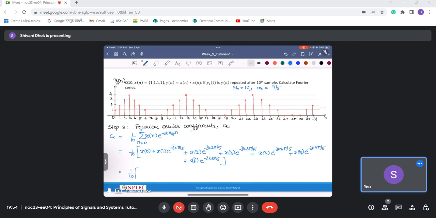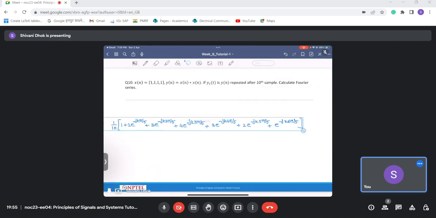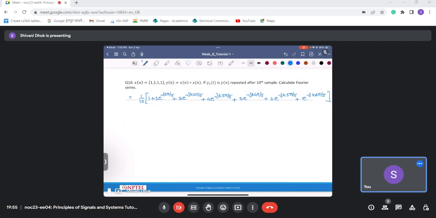So it is 1 by 10, x0 is 1, plus 2 into e power minus jk pi by 5 plus 3 into e power minus jk 2 pi by 5 plus 4 into e power minus jk 3 pi by 5 plus 3 into e power minus jk 4 pi by 5 plus 2 into e power minus jk 5 pi by 5 plus 1 into e power minus jk 6 pi by 5. So this is what we are having right now, and let's try to simplify this further. So this is my Ck.